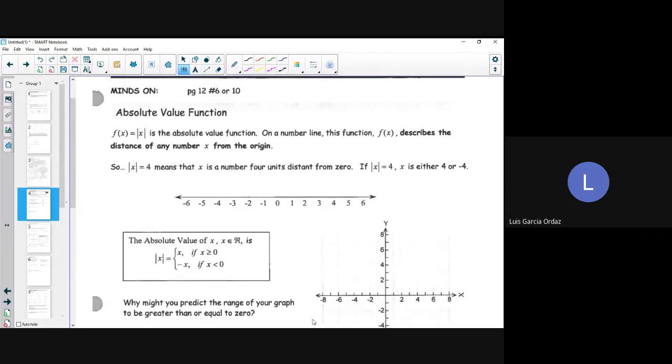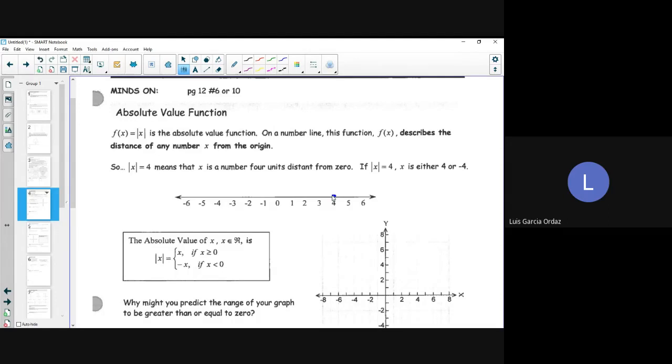So the absolute value function, f of x is the absolute value of x, is the absolute value function on a number line. This function f of x describes the distance of any number x from the origin. So the absolute value of x is 4 means that x is a number 4 units away. So if the absolute value of x is 4, then x is either 4 or negative 4.